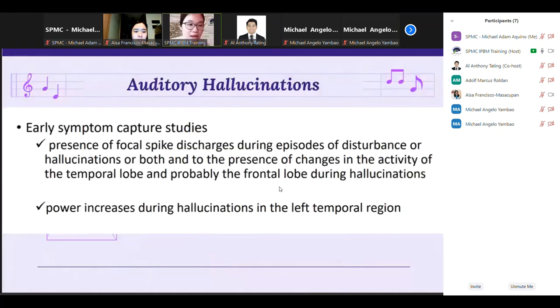So they describe that there are early symptom capture studies that say there is the presence of focal spike discharges during episodes of disturbance or hallucination or both, and changes in the activity of the temporal lobe and probably the frontal lobe during hallucination. So the temporal lobe is primarily involved because, as we know, that is also where we can find our auditory center. And power increases during hallucinations in the temporal region.